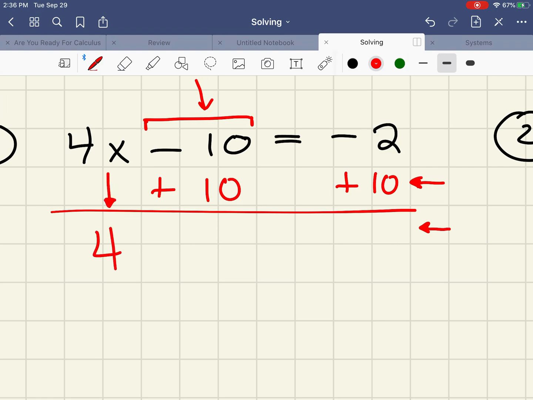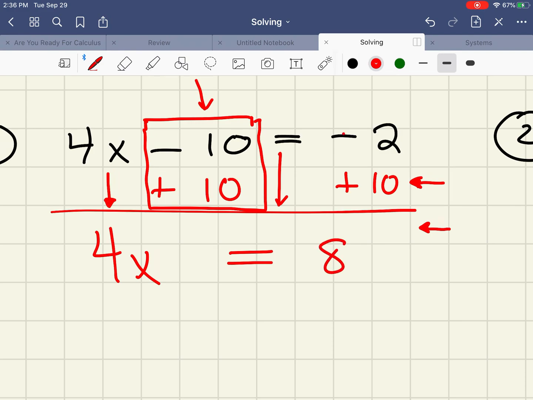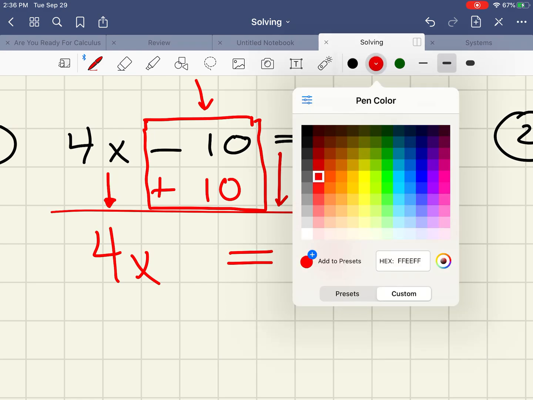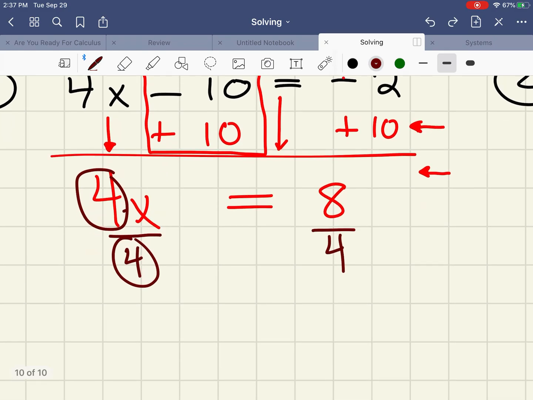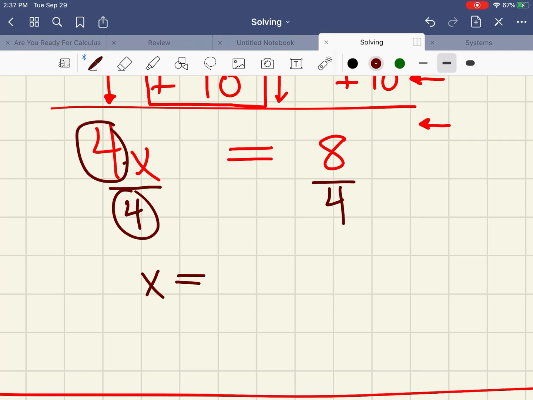I'm going to drop down this 4x. I know that the 10 that I've added will cancel out the -10 that was there. I have an equal sign that's just going to drop down, and I have -2 plus 10, which is 8. What's left is a one-step equation. Change the color slightly here, we'll go to a darker red. And I'm going to divide by 4 to cancel the multiplication by 4. So the 4 here and the 4 there will cancel, leaving me x equals 8 divided by 4, which is 2. That's the first problem.